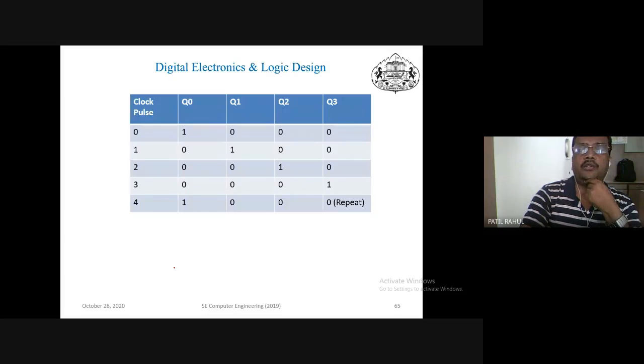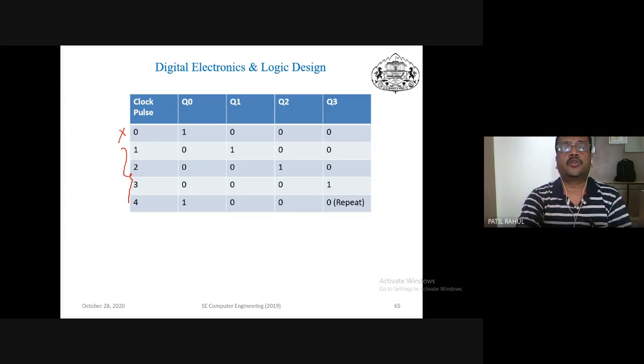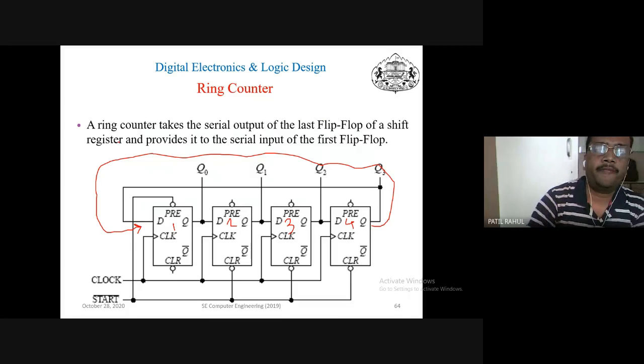So this is the truth table for the ring counter. The first column indicates the clock pulses. If you consider the second row, in this row you don't apply the clock pulse, means here the clock pulse is absent. In the remaining rows the clock pulses are present. Now you see what the output is.